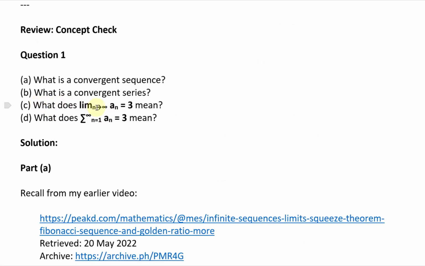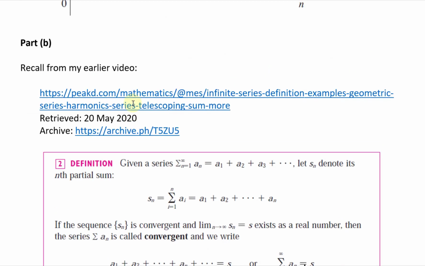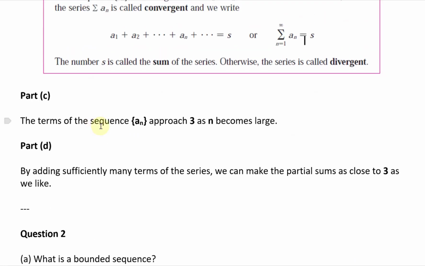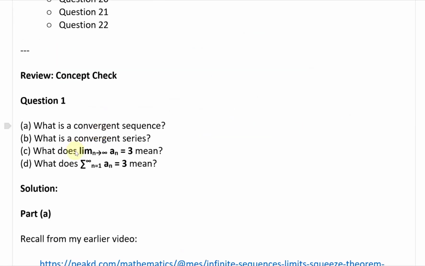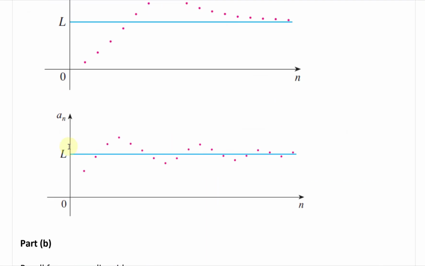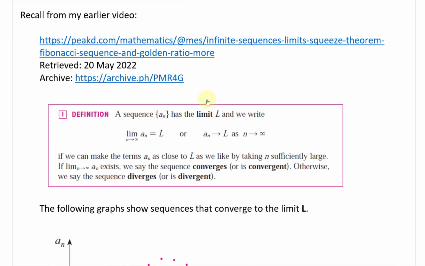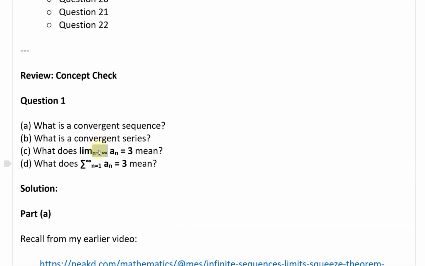What does the limit as n approaches infinity of an equals 3 mean? Let's go over here, part C. What this means is the terms of the sequence an approach 3 as n becomes large. As n gets large, an is approaching 3. That's the limit. So again, it's just something like that. This is 3, and as n gets large, the terms approach it. And now if we look at this one here, what does the summation from n equals 1 to infinity of an equals 3 mean?